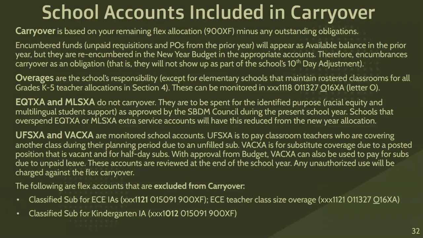So if you're looking at what your available balance looks like on June 30th versus what your July 1st balance looks like, you'll see this transaction happening. Overages are the school's responsibility, and these can be monitored in the account code that is listed there.